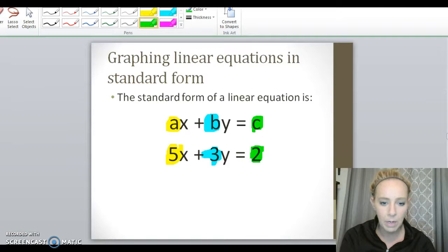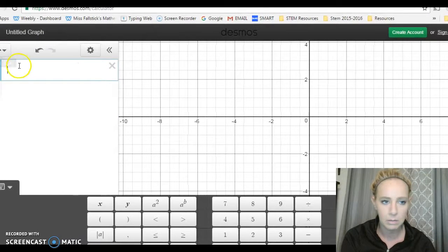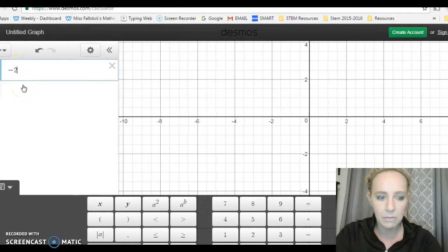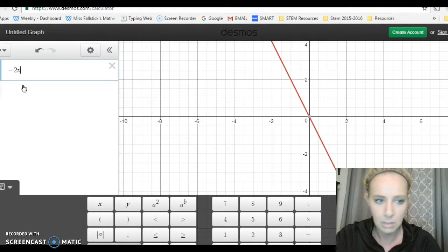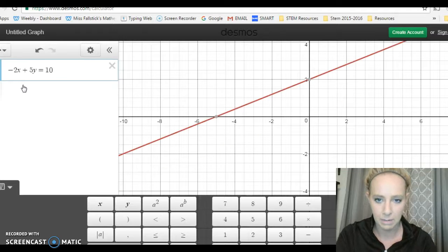Now I'm going to bring up Desmos here, and I'm going to put an equation in standard form, and we're going to take a look at it. So let's do negative 2x plus 5y equals 10. Now, as you can see here, negative 2 represents A, plus 5 represents B, and 10 represents C.